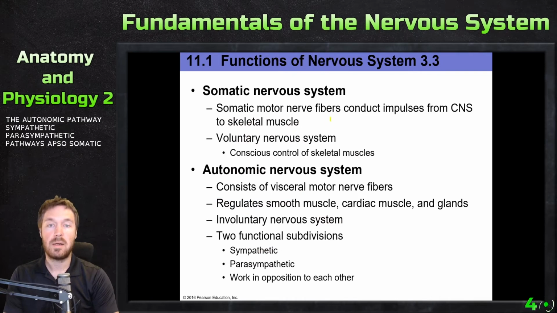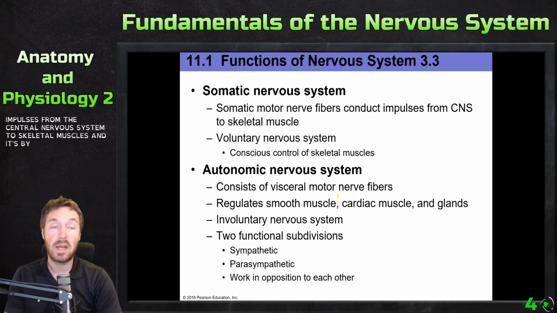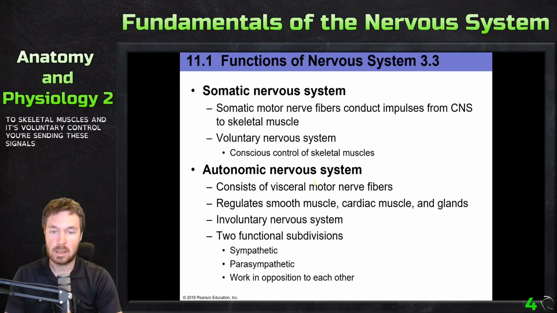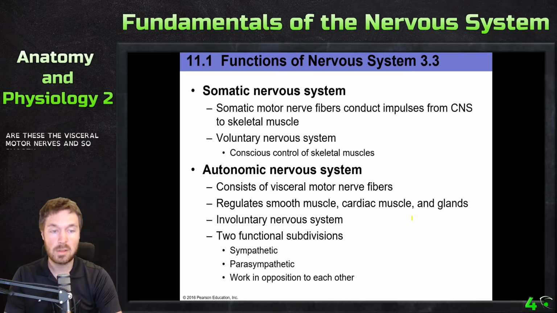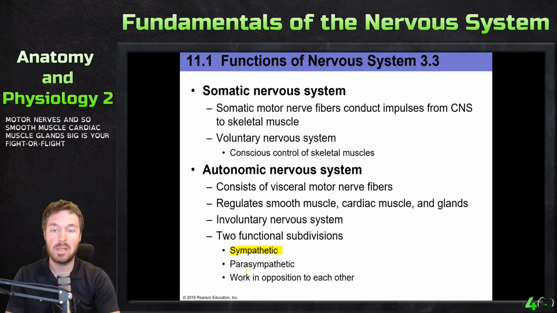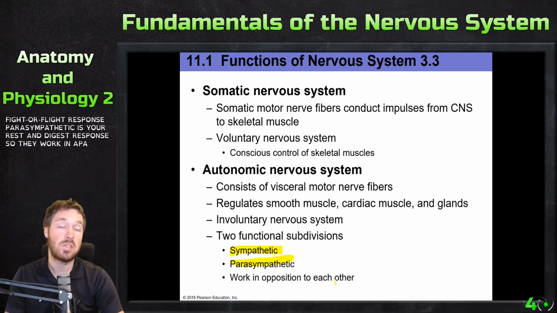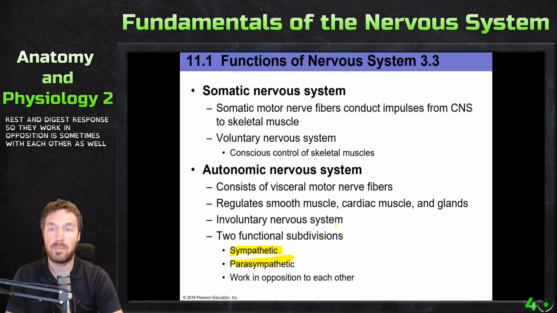So somatic here, these conduct impulses from the central nervous system to skeletal muscles, and it's voluntary control. You're sending these signals out. Then the autonomic consists of the visceral motor nerves, and so smooth muscle, cardiac muscle, glands. Talked about all this, and then two subdivisions we'll talk about later. Sympathetic is your fight or flight response. Parasympathetic is your rest and digest response. So they work in opposition and sometimes with each other as well.